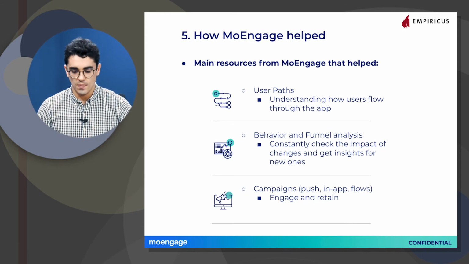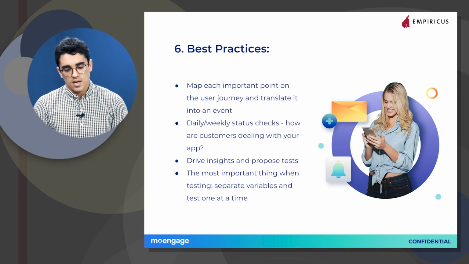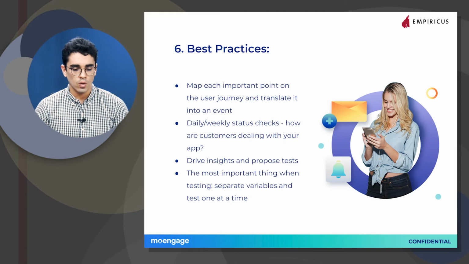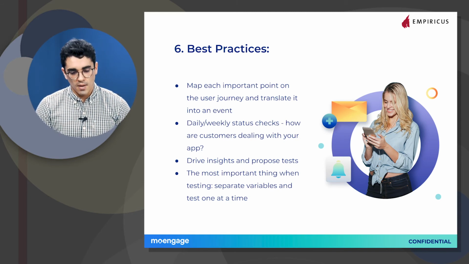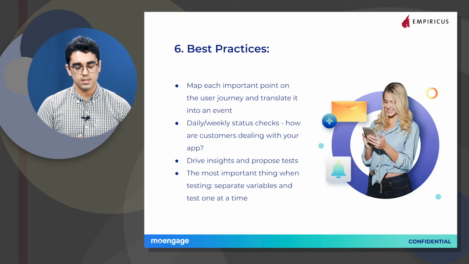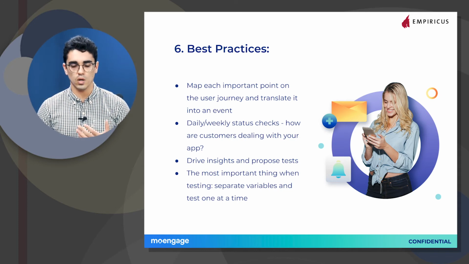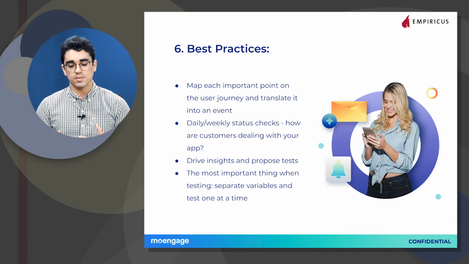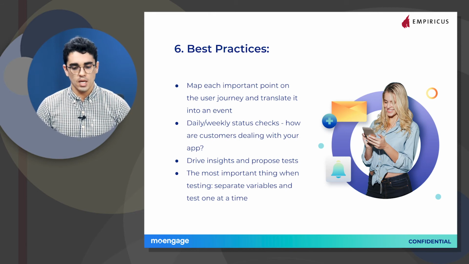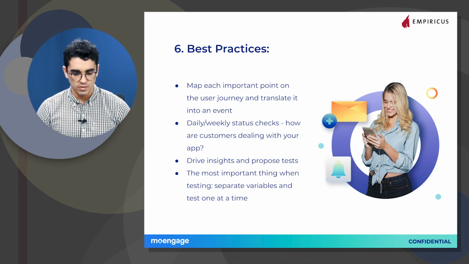So, to sum up, here are a few best practices that you can apply to your own experiments or your own app. The first thing is always to map each important point on the user journey and convert them into events. This is what we do. We have hundreds of events on our app. This is very important because you have to really know what people are doing, and the only way to measure it is to track each touch point on your app. So get a list of everything that you think is important and translate it into events.